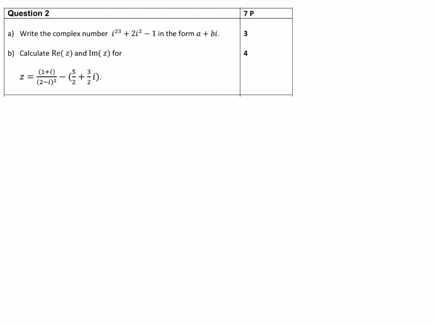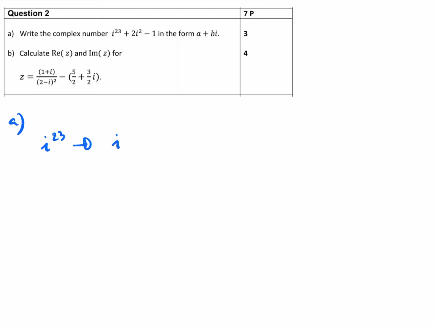So let's go to question number 2 now. Question number 2 is 2 parts. Part A is write the complex number i to the power 23 plus 2i squared minus 1 in the form a plus bi. So first thing we've got there that we need to get rid of is i to the power 23. How do we get rid of that?